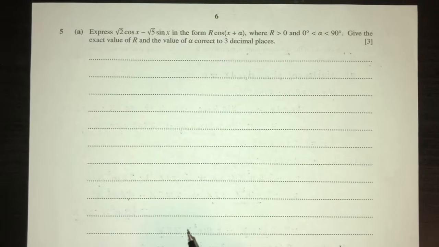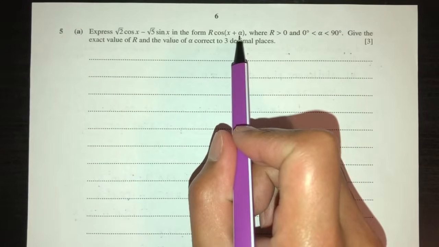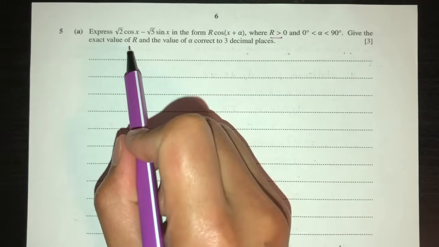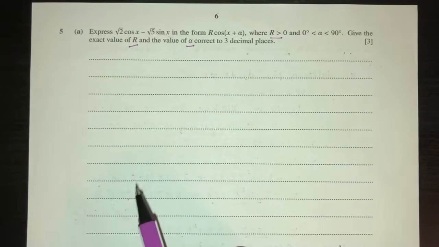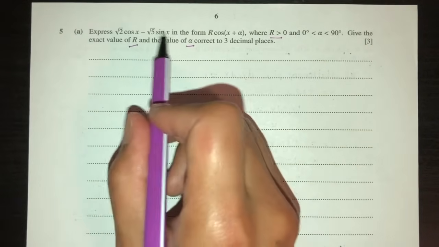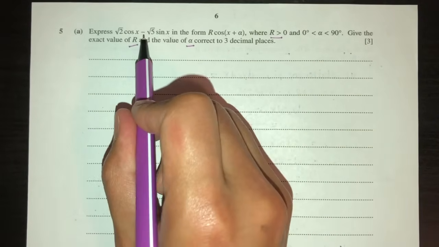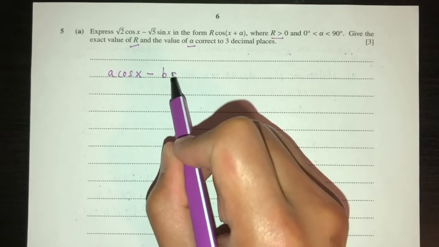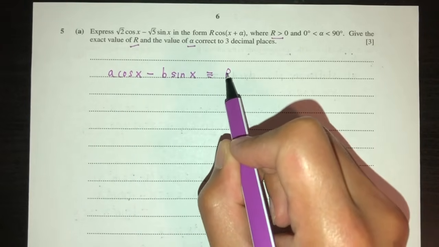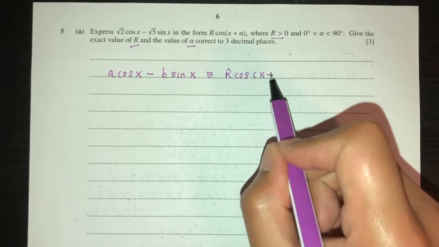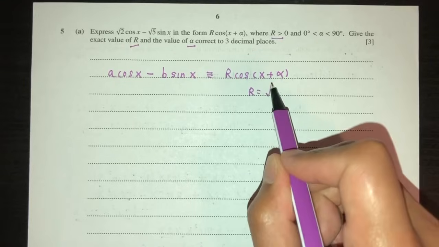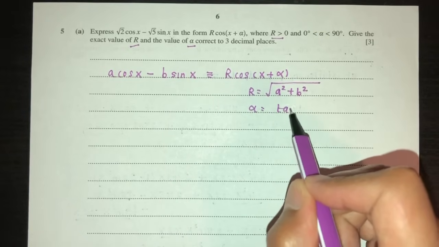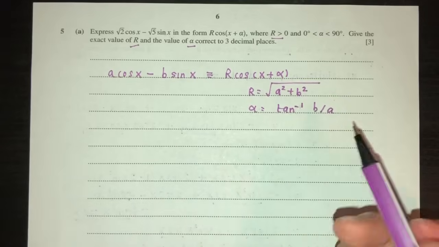Question number 5, we have to express this in the form of r cos x plus alpha, where r is positive and alpha is between 0 to 90. So give the exact value of r and the value of alpha correct to 3 decimal places. As you can see, here we have cos x minus something sin x. So let's write this down. If it was a cos x minus b sin x equal to r cos x plus alpha, the value of r is equal to square root of a square plus b square. The value of alpha will be tan inverse of b over a.